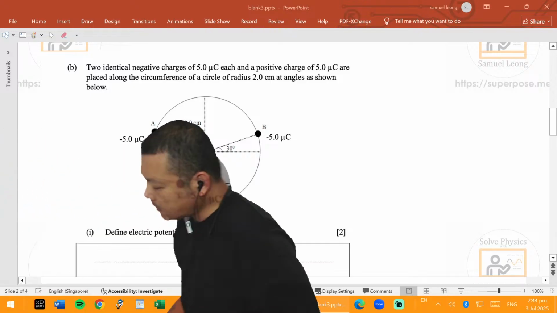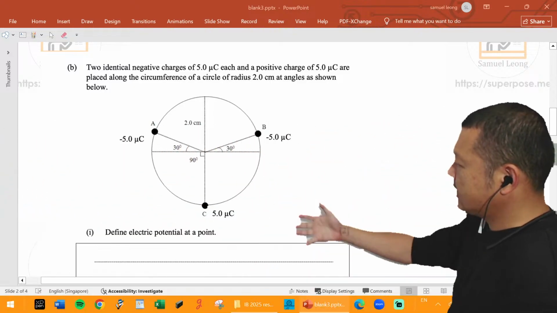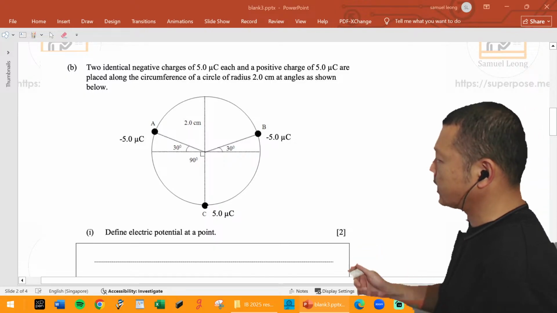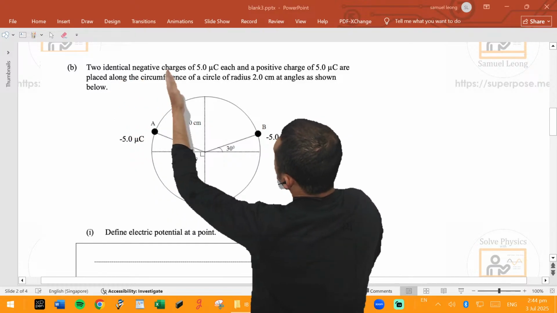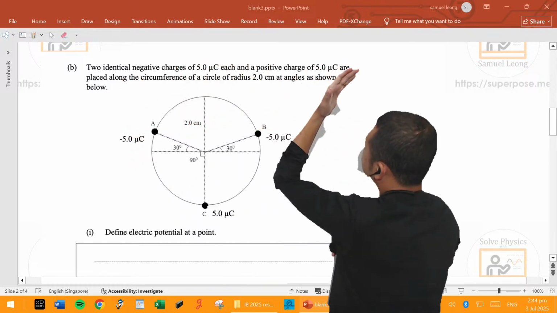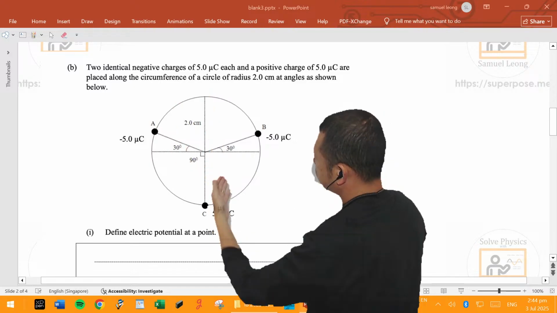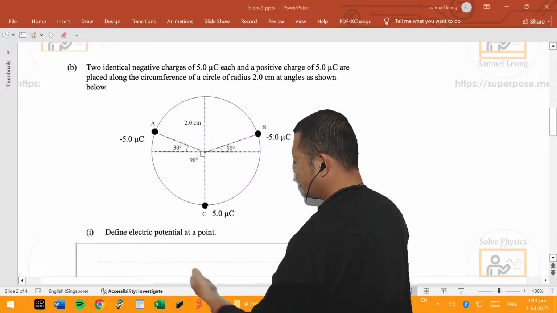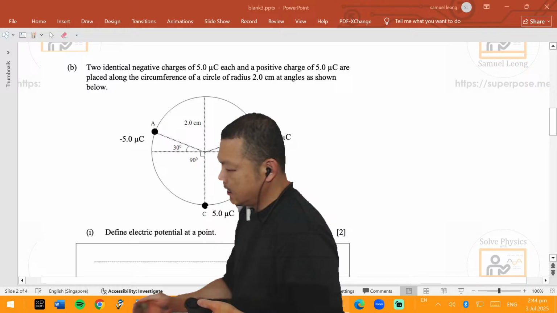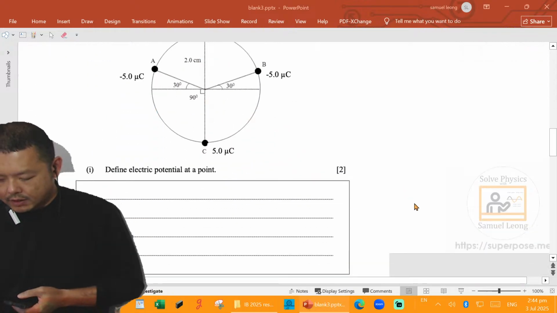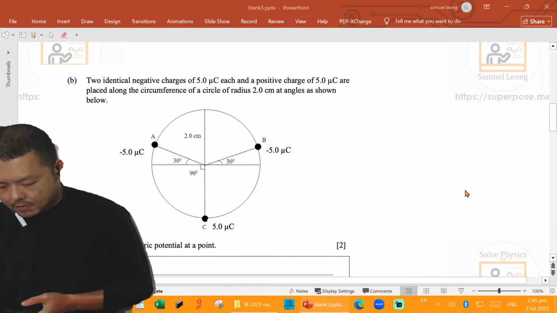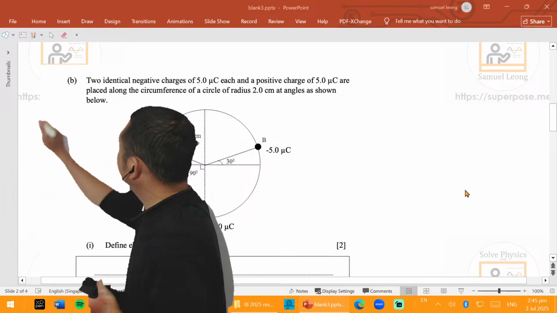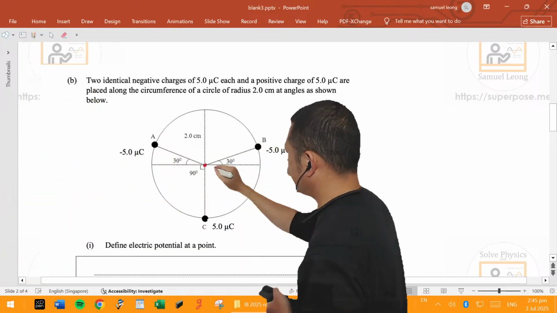Okay. I know you said that you resolved it, but I just want you to learn how to do this. I just want all the HLs to learn how to do this as well. So we have two identical negative charges of 5 microcoulombs and a positive charge of 5 microcoulombs placed along the circumference, and they ask you to define this. And then what was the actual question? They asked you to find electric potential in the middle. Okay, so find electric potential in the middle.